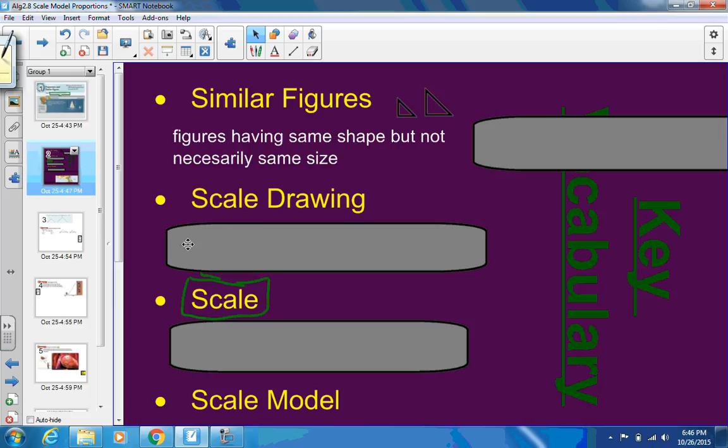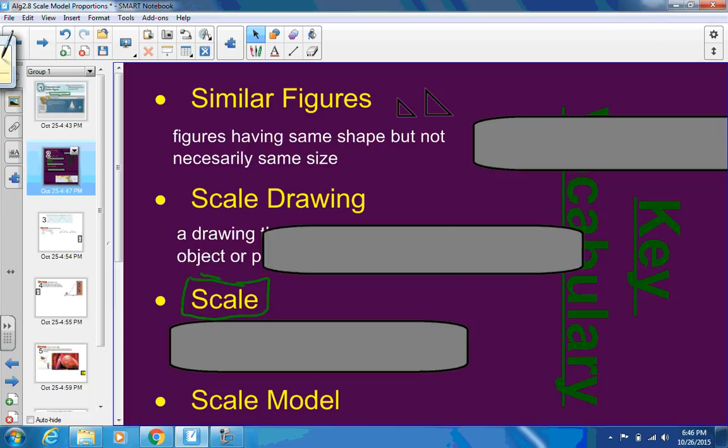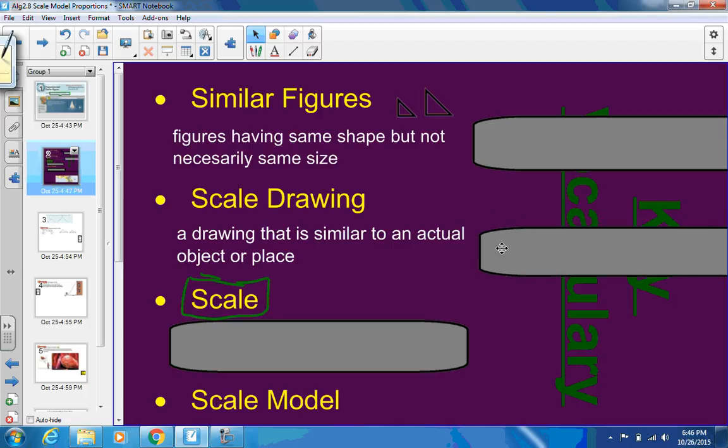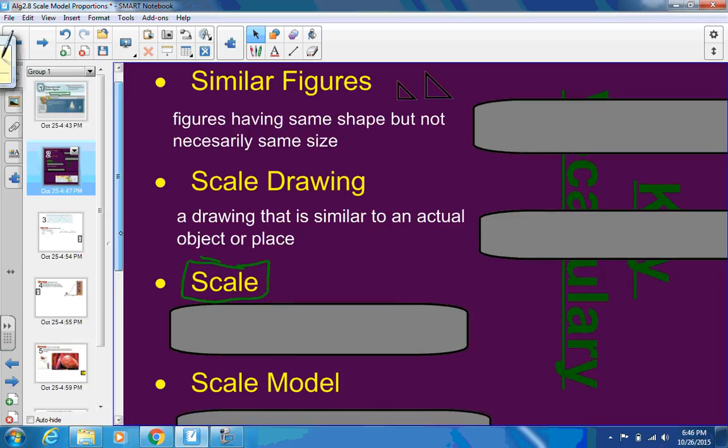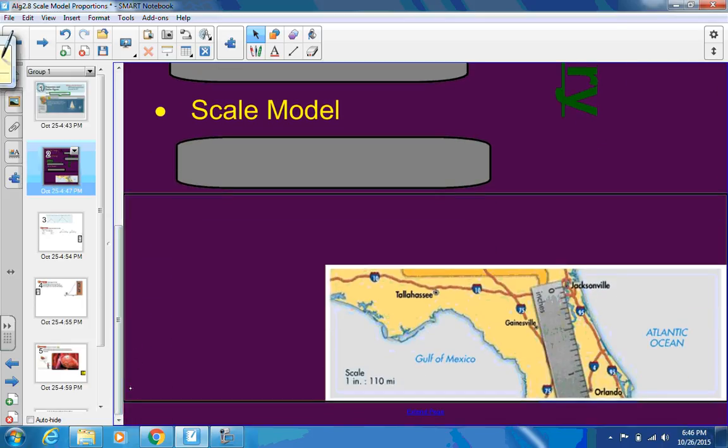Next one is a scale drawing. I'm sure you've done something with this in art, but a scale drawing is a drawing that is similar to an actual object or place. Usually it's smaller. So when we think of a scale drawing, we think of a map. I have a map down here. It looks like the actual Florida, but it's much smaller. It's on a smaller scale.